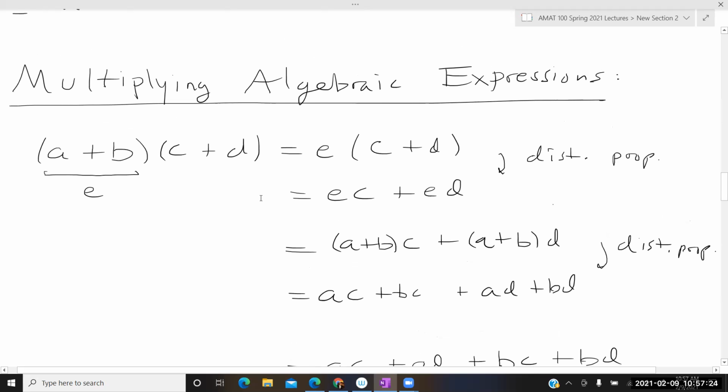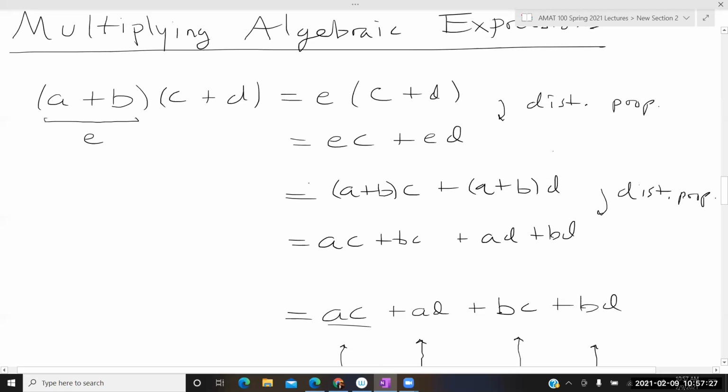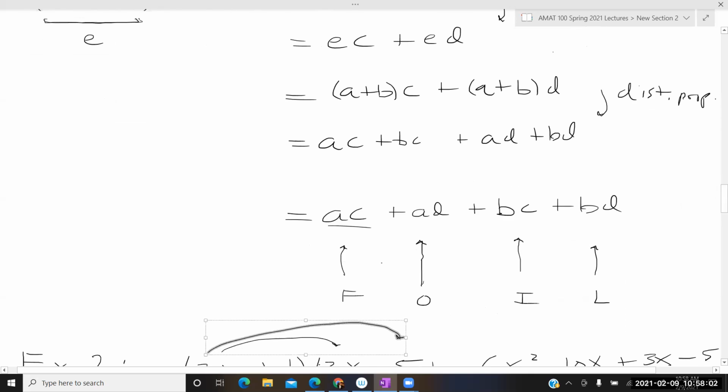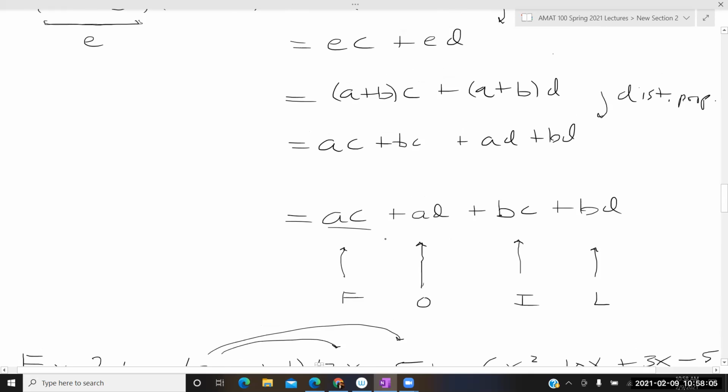So this is just the foiling, which we're all familiar with. We want to multiply algebraic expressions, and foiling is something we're familiar with. How you prove that is just by using the distributive property twice. If we call this right here E, then we'll have E times C plus D. We can distribute that, so we use the distributive property. Then we substitute in A plus B for E, and we use the distributive property again. Then we use the commutativity of addition to get to this last line. And we have this foiling rule, which I'm sure we're all familiar with.